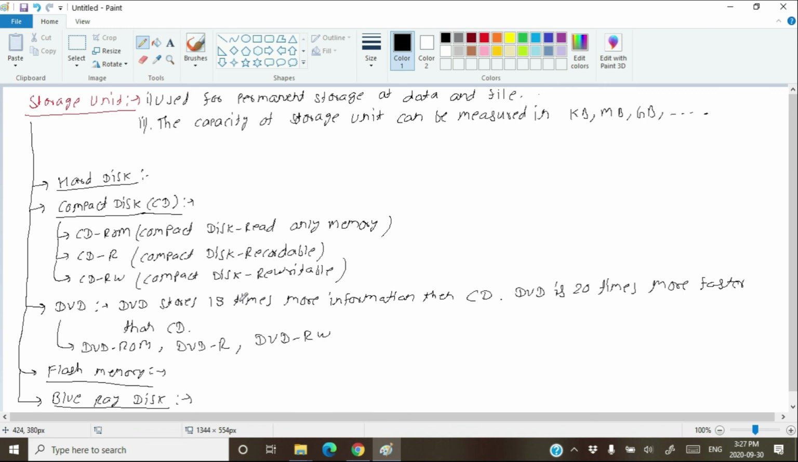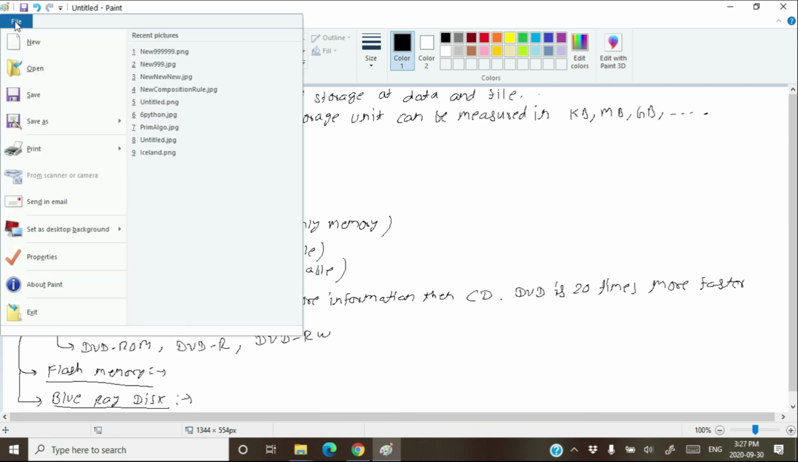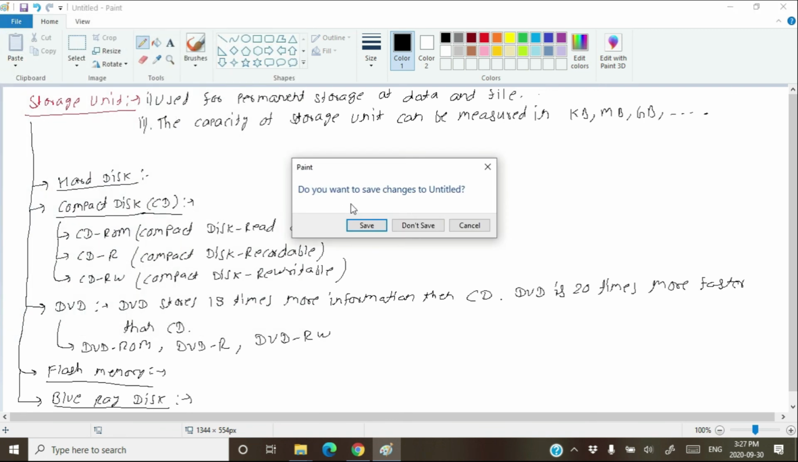So we are done with the discussion of the storage unit, and we have to discuss something called the system bus.